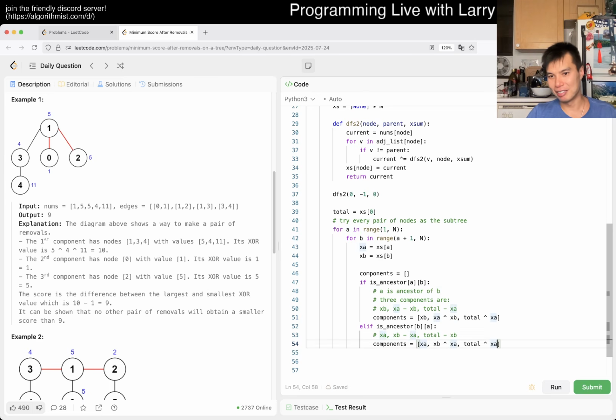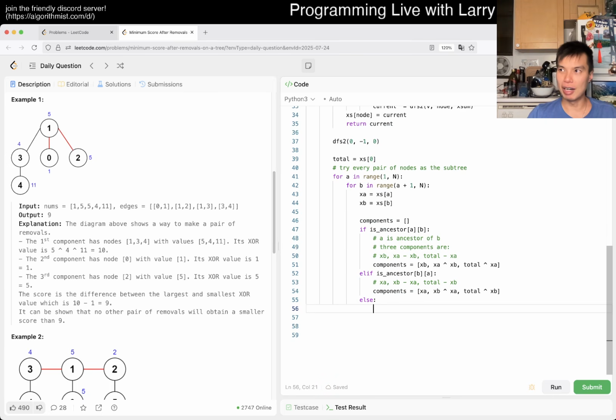It's stuff that when you see other people's code, you notice, and maybe they take some shortcut to combine these two together, and you're like, I don't understand this. And then if they're not ancestors of each other, that means you have XA, XB, and then total minus XA minus XB, right? So components is equal to XA, XB, total minus XA minus XB.